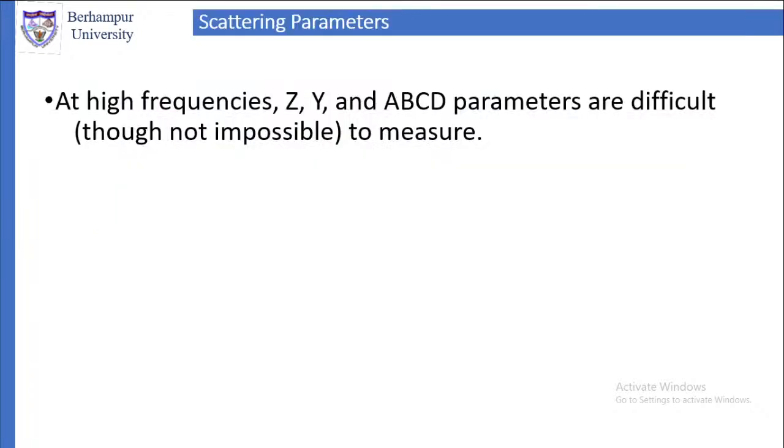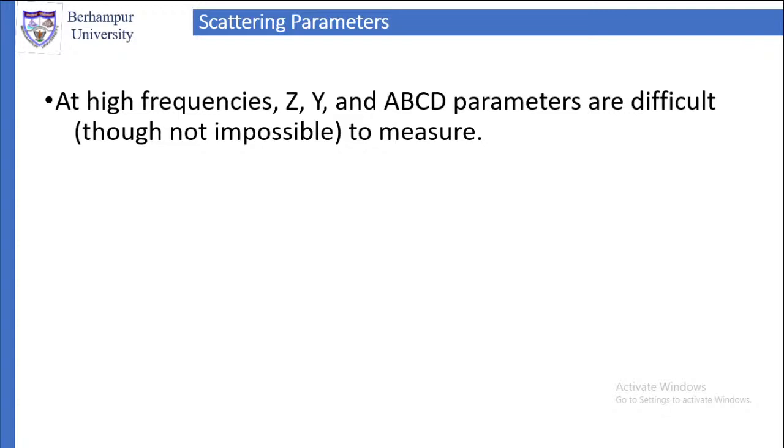These are different types of parameters, like Y parameter, Z parameter, or ABCD parameter, that you have studied earlier. But these parameters are difficult to measure at high frequency. They are based on measurement of voltage and current, and current and voltage measurement at high frequency is difficult. Although not impossible, it is extremely difficult.